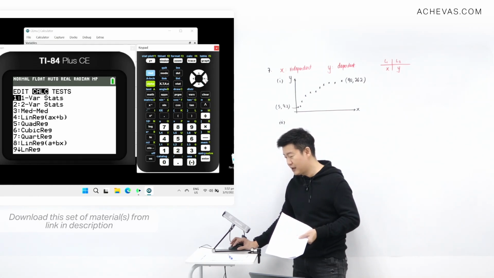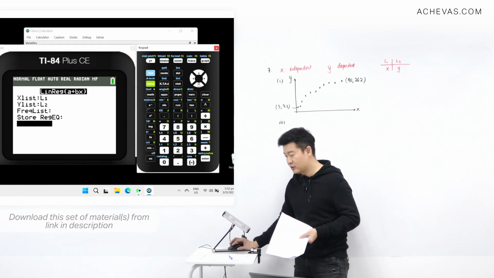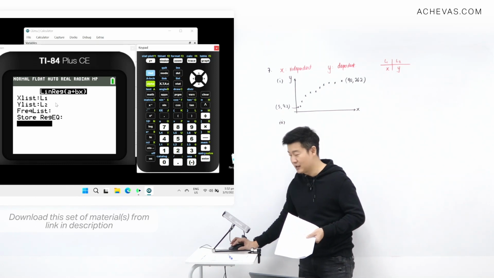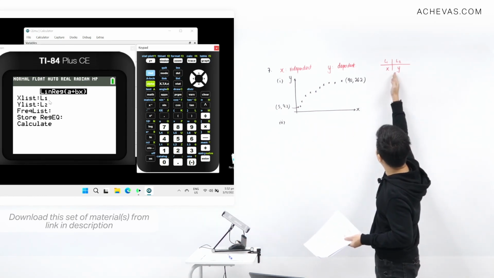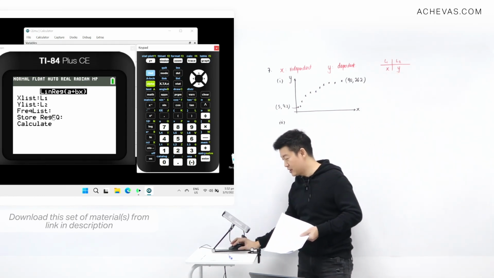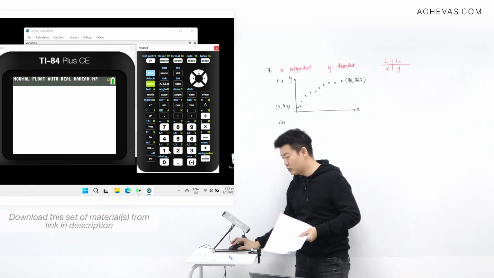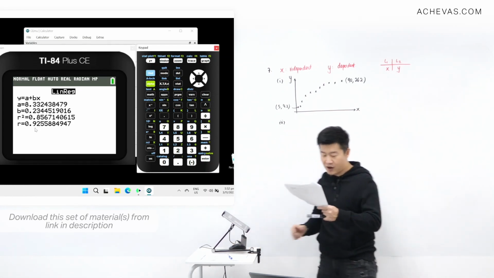I'm going to go back here again, calculate, and go for number 8. Now we are going to do the calculation again. Just to double check, x list is going to be the x that I'm plugging in, and y list is going to be the y I'm plugging in, with x in L1 and y in L2. So we are doing it correctly. Let's do the calculation again, and now we have R.